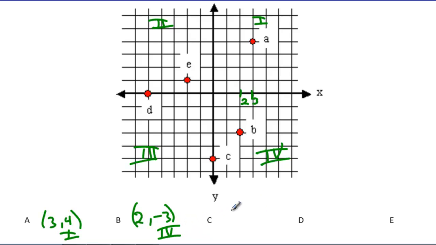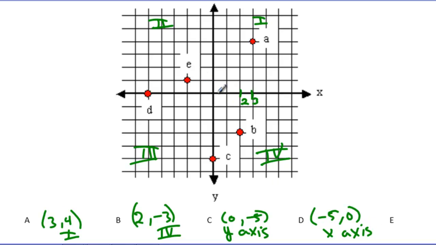Let's take a look at C. Notice we start at 0. All we have to do is go down 1, 2, 3, 4, 5. So that's 0, -5. And notice that is on the y-axis. D is right here. We have to go 1, 2, 3, 4, 5. That's -5. We don't have to go up or down because we're already there. And that is on the x-axis. And the last one is E. From the origin I have to go backwards 2, so that's -2, and then up 1, so it's -2, 1. And that is in the second quadrant.